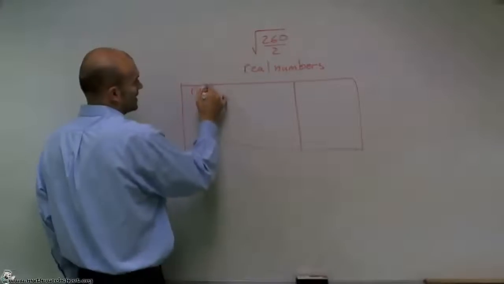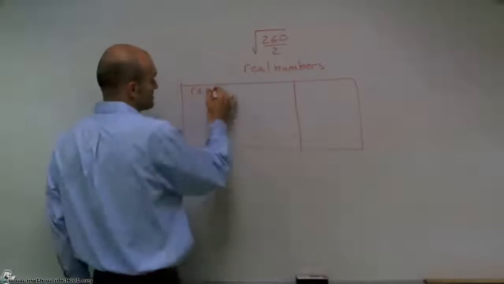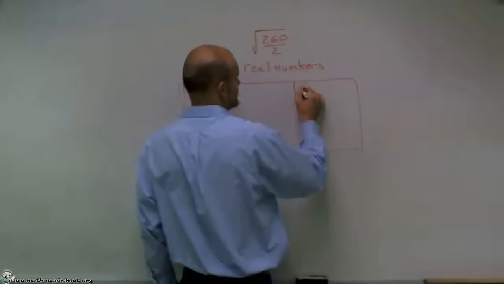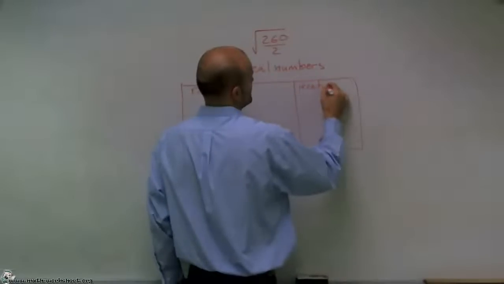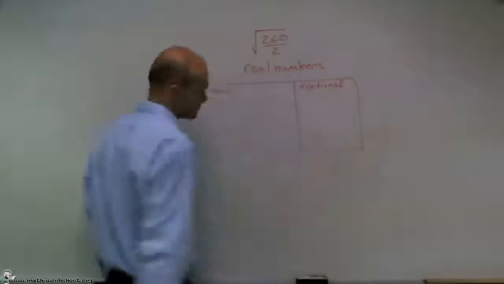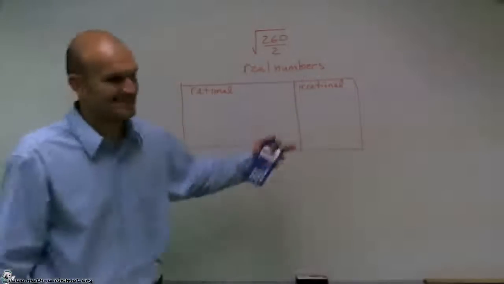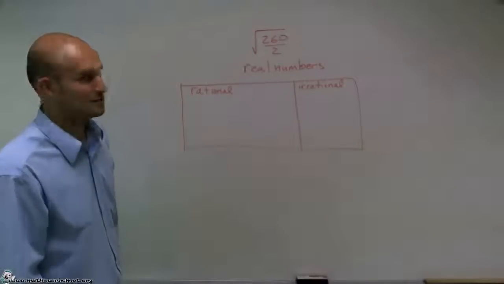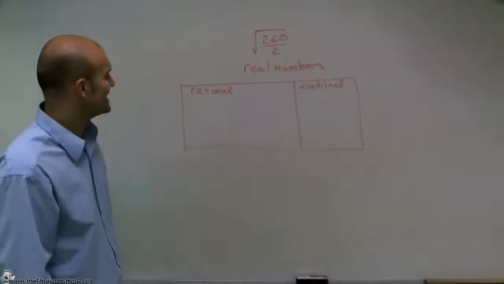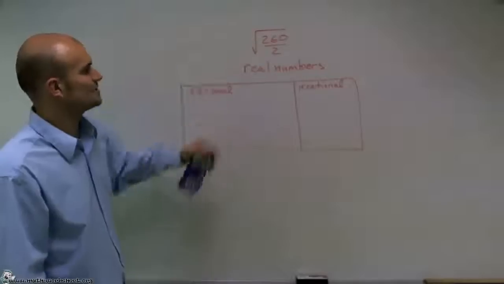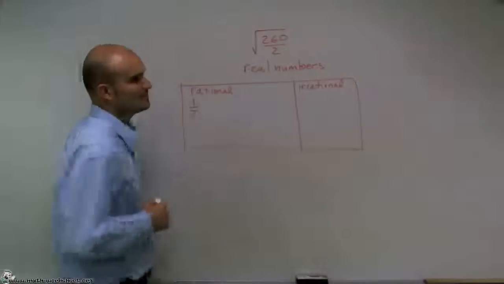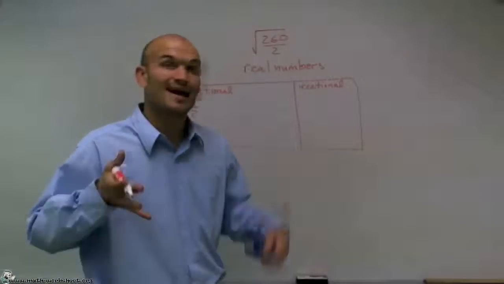The first way, or at least the first two main titles we can do, is rational and irrational. So we can have real numbers as rational or irrational. And what I need to determine is what exactly is a rational number. Well, a rational number is really anything we can write as a fraction and write on a sheet of paper.